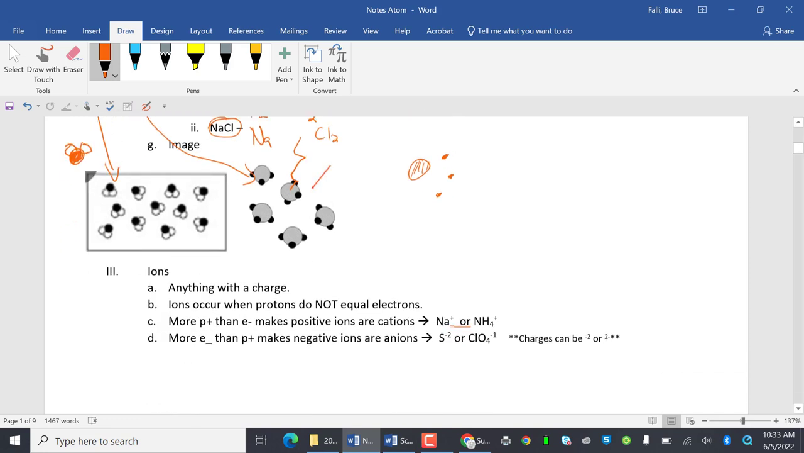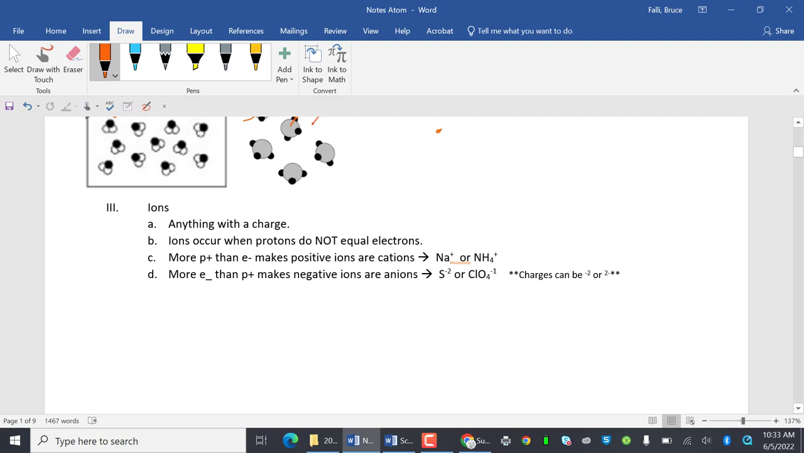So that's it. Ions: anything with a charge. Ions occur when protons do not equal electrons. That's important. We've got protons and electrons. I will describe those a little bit more later, but come on, you're sophomores. You've done protons and electrons before. So anything with a charge, remember protons are positive, electrons are negative.